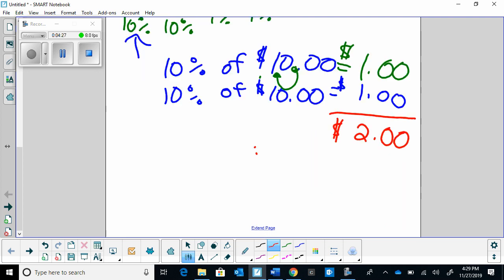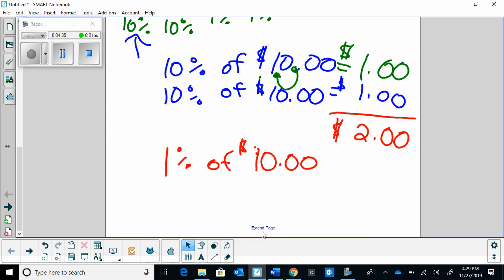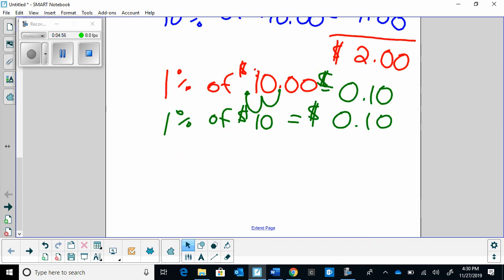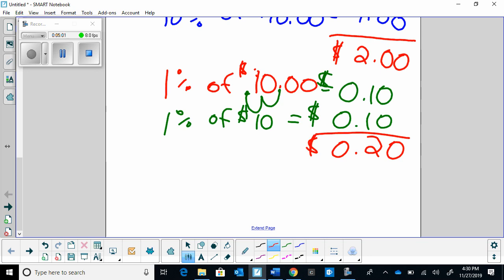But now we have to find out 1%, so we've got to take it away. So what's 1% of $10? Well, we said for 1%, we move that decimal over twice. We move it once and twice. So 1% is going to be 10 cents. But we have that 2 times. So 2% of $10 is going to be 20 cents, making sure that our decimals line up, and then we add them up.